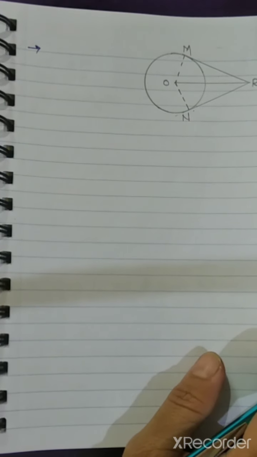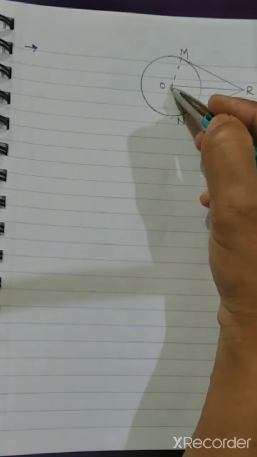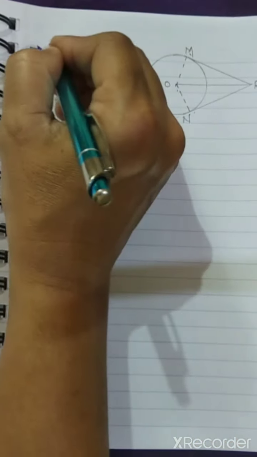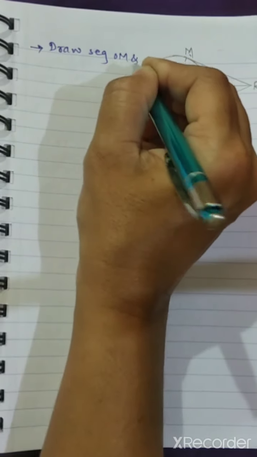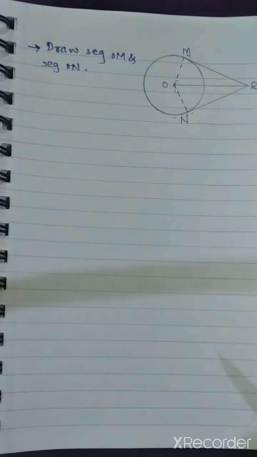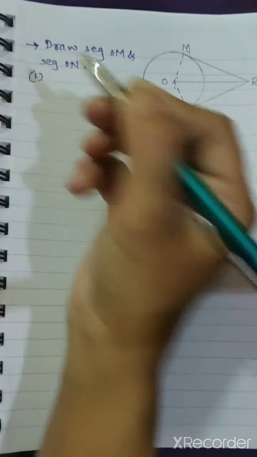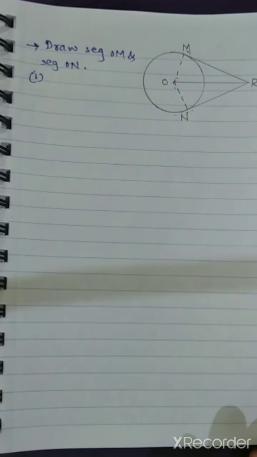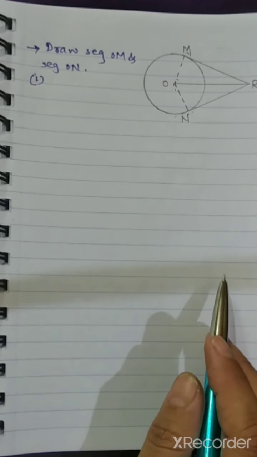Now students, see here, we are going to solve this. Draw segment OM and segment ON. I have already drawn it. What is the first thing we have to find? What is the length of each tangent segment? It means we have to find the length of each of the tangent segments.